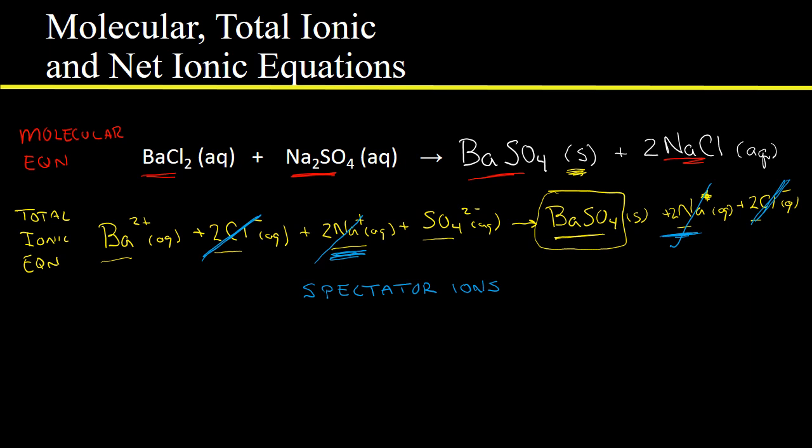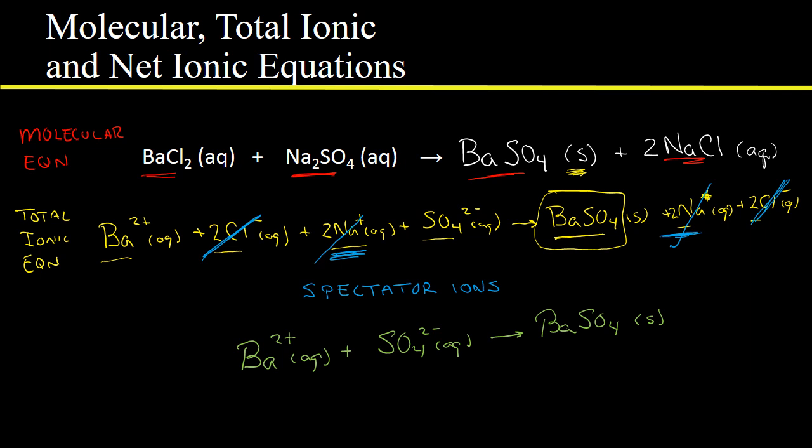So we can take this reaction and rewrite it now, focusing only on the interesting species, the ones that are actually doing something. And what we're left with is barium ions reacting with sulfate ions, forming barium sulfate solid. And this is the most accurate way to write a reaction while you're focusing on the important things.